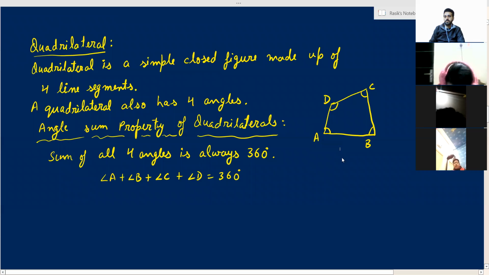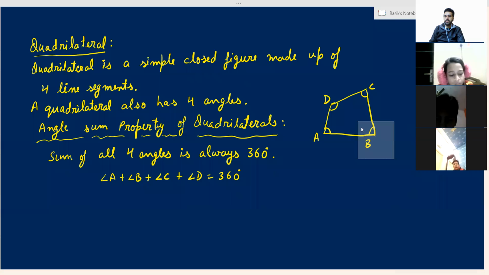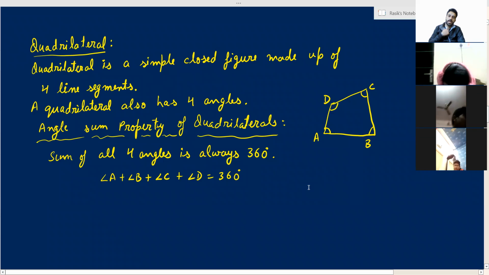Angle A, angle B. Look at the board. बीच बीच में बोर्ड पे भी देखते रहो बच्चों, मैं एक्सप्लेन कर रहा हूँ. Angle B, angle C, and angle D. 4 angles. Okay. So it has 4 angles, 4 sides.